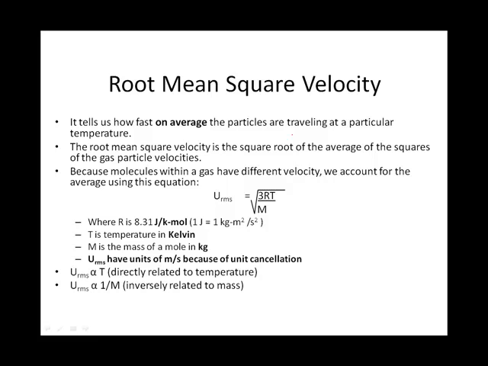So what does all this mean? 3 is a number, R is a constant, T is measured in Kelvin, M is the molar mass in kilograms, and the root mean square has units of meters per second. So how are these all related? Well, just like kinetic energy is related to temperature, it also is related to the speed of these molecules. So as temperature increases, the speed of these molecules increases as well. But the speed of these molecules is inversely related to their mass. In other words, if you have a lighter gas, its speed is going to be a lot faster than a heavier gas, and vice versa.